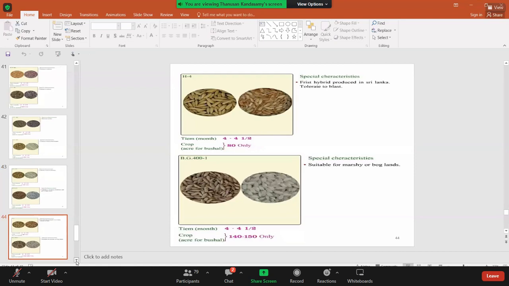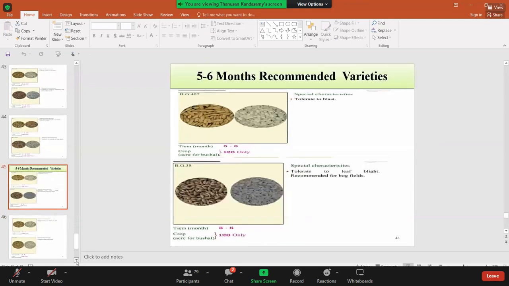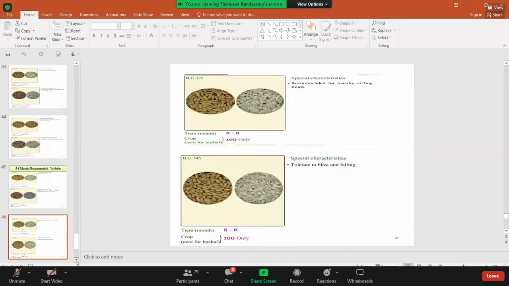Their maturity period is also high, but their yield is very low, 80 kilograms only per acre. 5 and 6 month varieties. Nowadays, these varieties are not cultivated. You want to identify these special characteristics also.